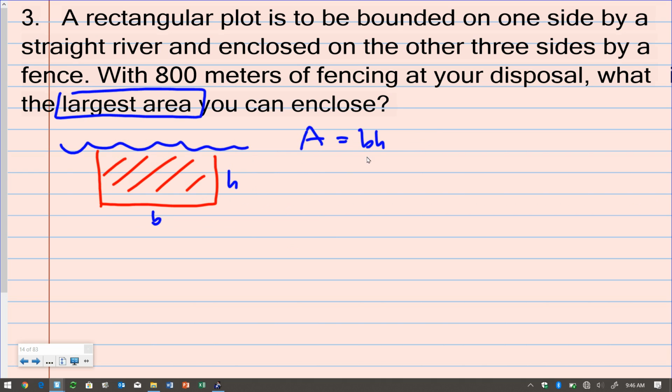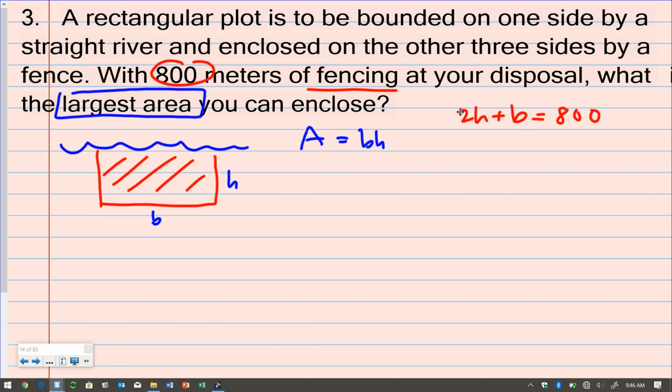Okay. So B times H, there's two variables here. How do I get rid of one of them? Find your constraint. Okay, let's go find my constraint. I have 800 meters of fencing. Do you see what my constraint is going to be? It's a perimeter, but does the river count? No. So it's 2H plus B equals 800.